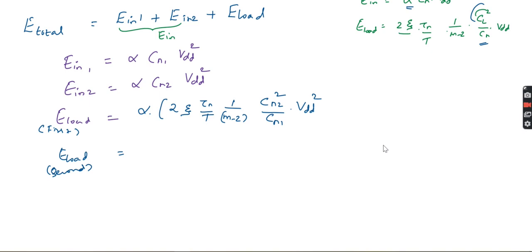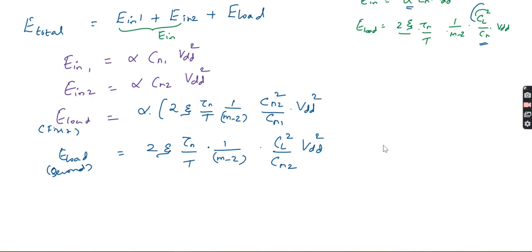Okay. For the second stage what will happen? It is driving the load, so alpha will not come. So it will be 2 psi tau 1 by t into 1 by m minus 2. What is the output? Output is CL, right? CL square divided by the input, which is Cn2, that is the input capacitance, into VDD square. So I think now you got it.